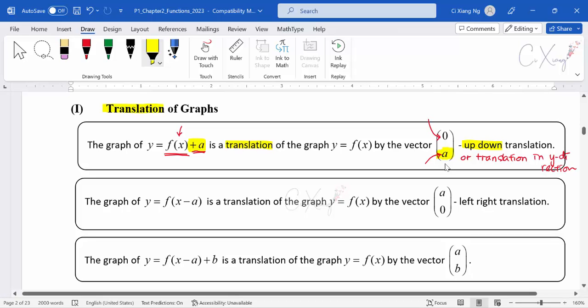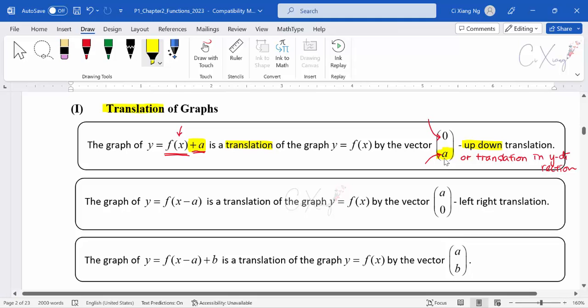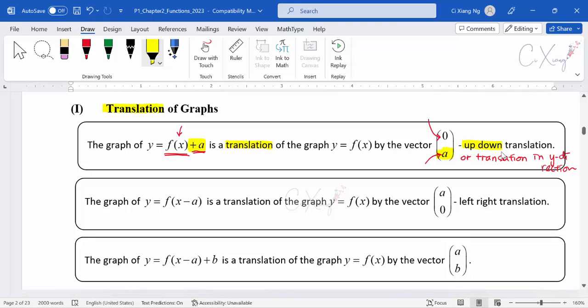And again, the keyword that we must explain in the exam, to answer the question of what kind of transformation we have, is that you must tell them clearly the value being translated and the direction. The direction can be up or down, or moving upwards or downwards. So both the direction and the value must be shown when you describe the transformation involved in the question.